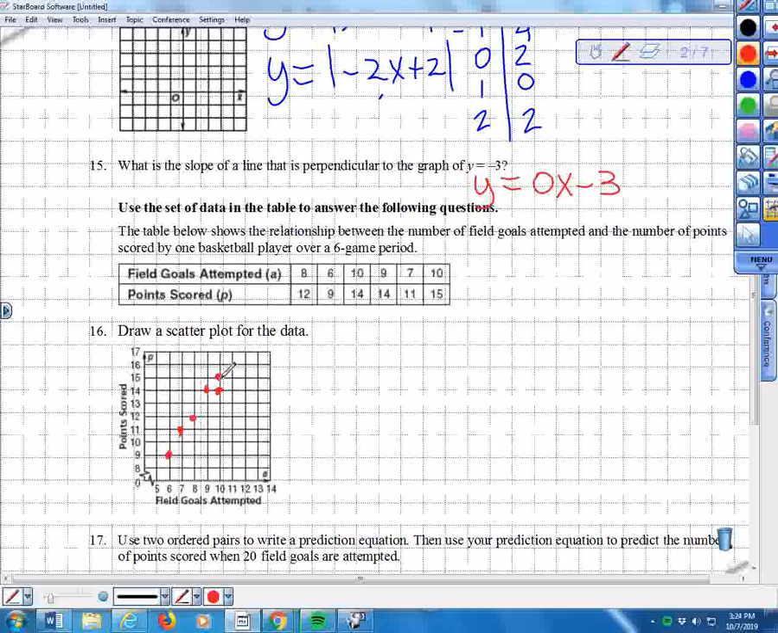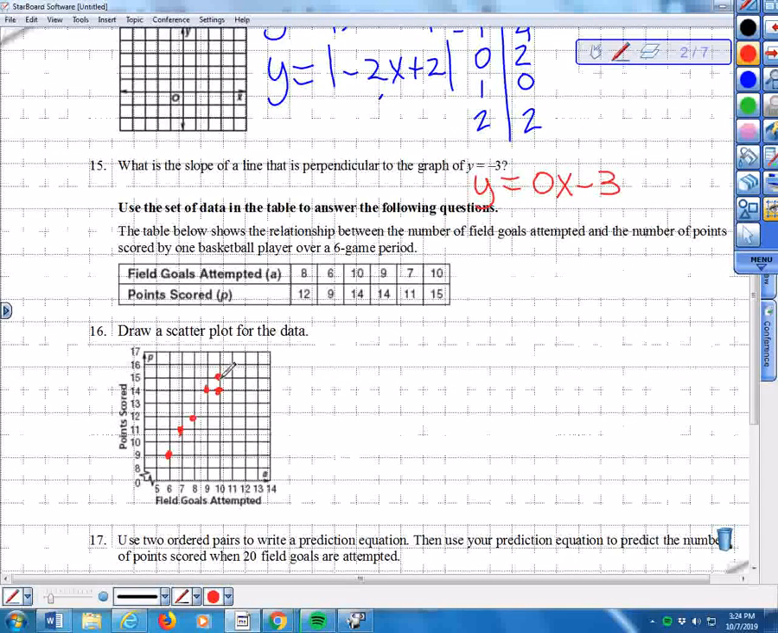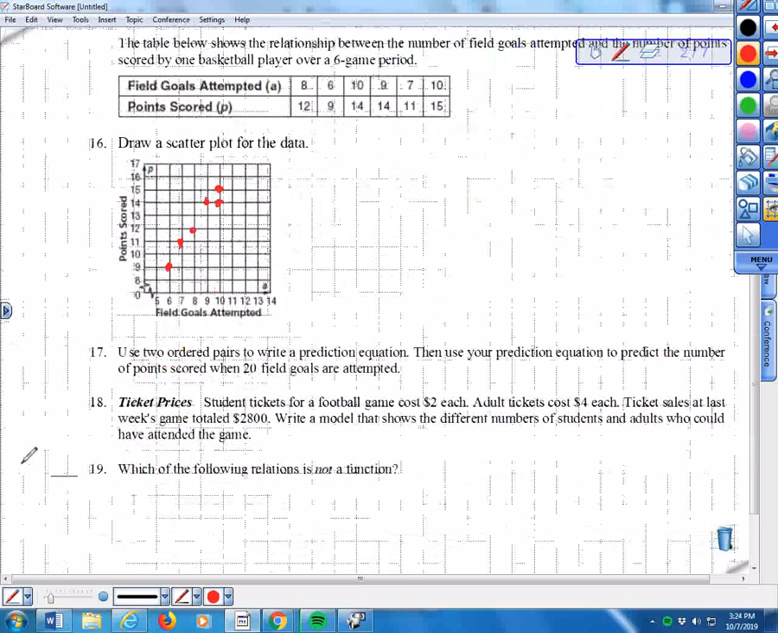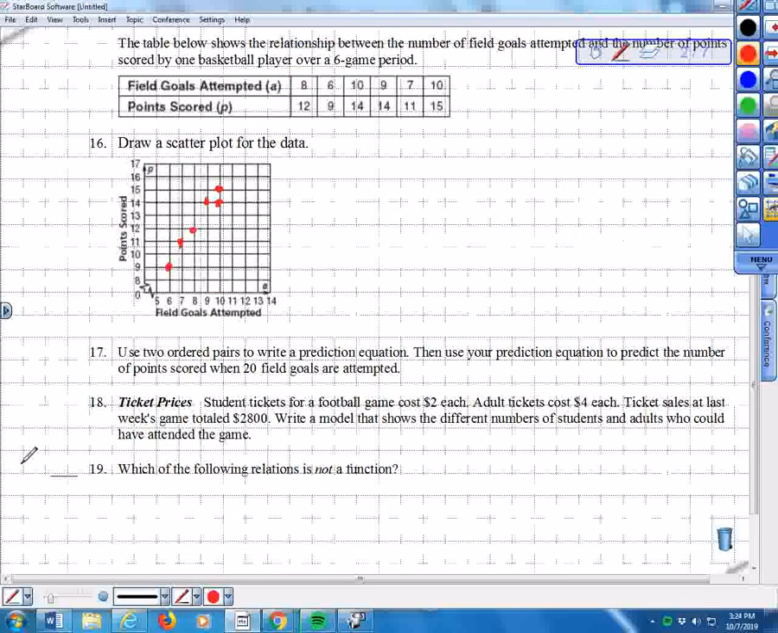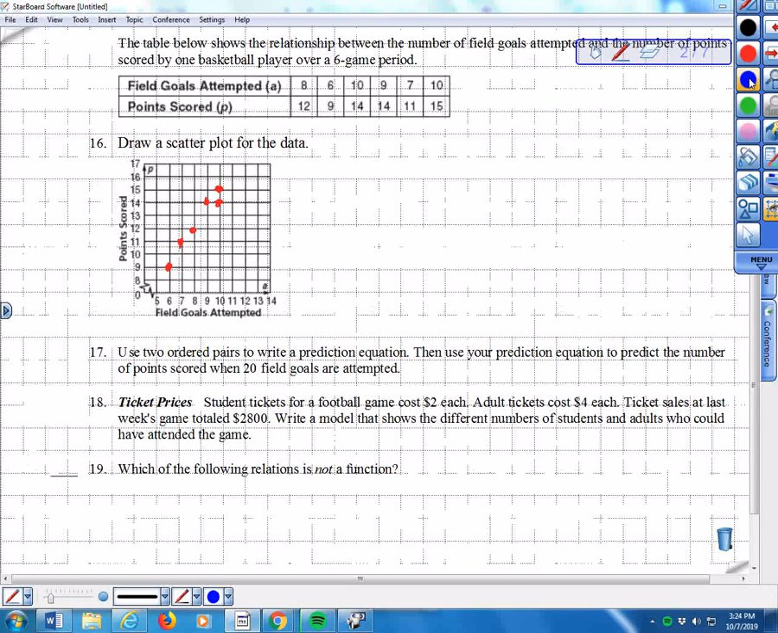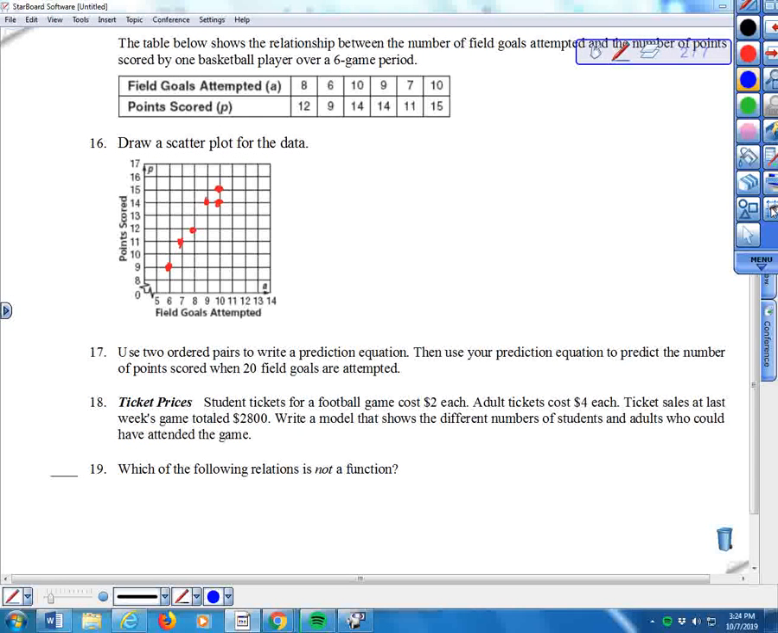Okay, that's draw a scatter plot for the data. That's all you had to do. The next question says, use two ordered pairs to write a prediction equation. Well, I'm just going to draw my line as close as I can to these points. Pick a point at the end and just connect them.